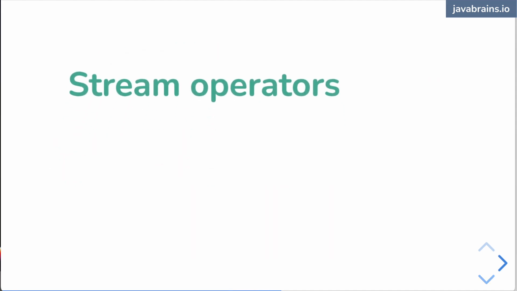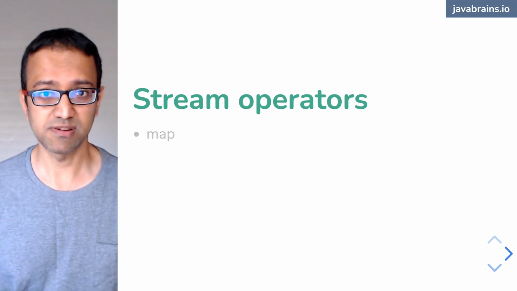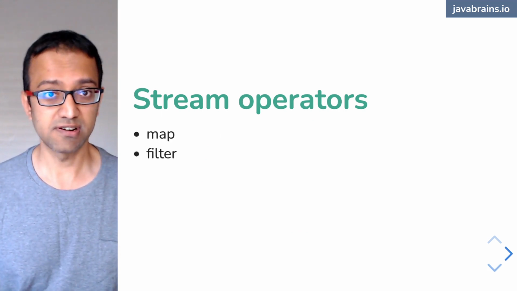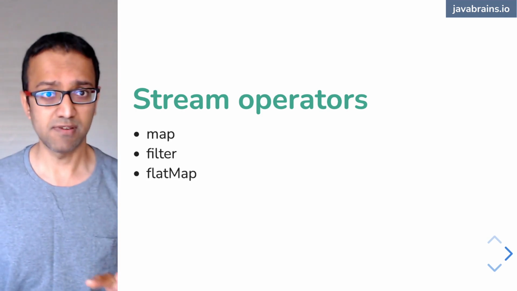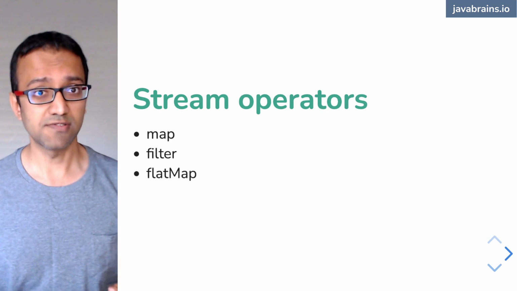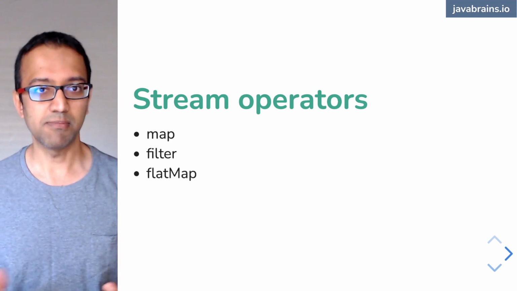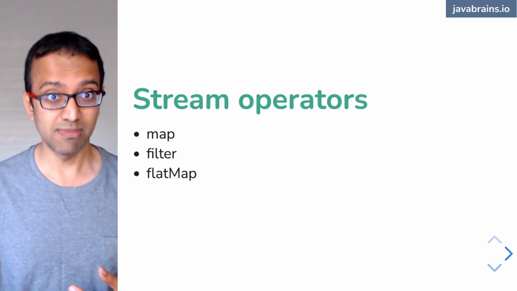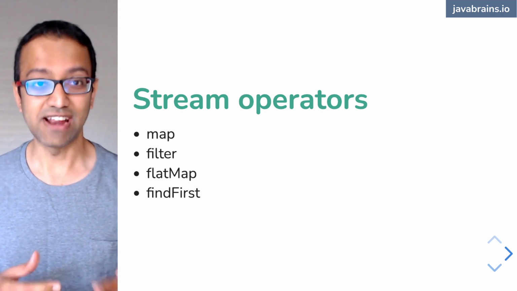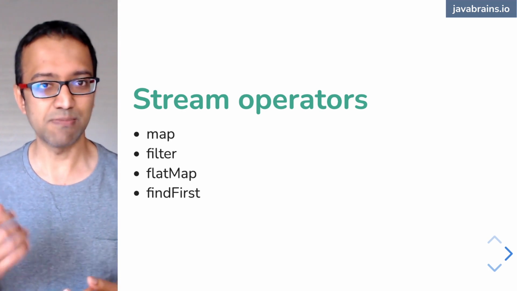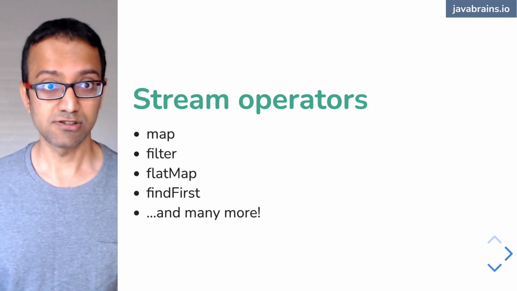Now, there are a bunch of stream operations, which you should know if you've worked with streams. You have something called a map, something called a filter, and flat map. A map allows you to substitute one element from a stream with another element. Filter allows you to decide whether a certain element needs to continue in the stream or not. Flat map allows you to take another stream and flatten it. There's also find first, which finds the first element in that stream that matches a certain predicate, and so many more.